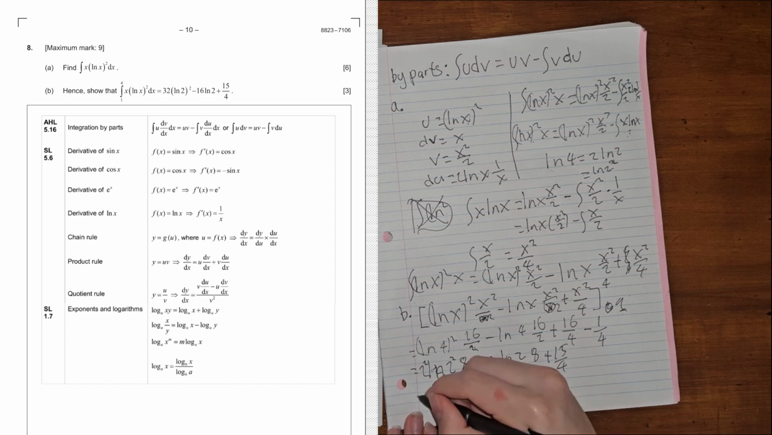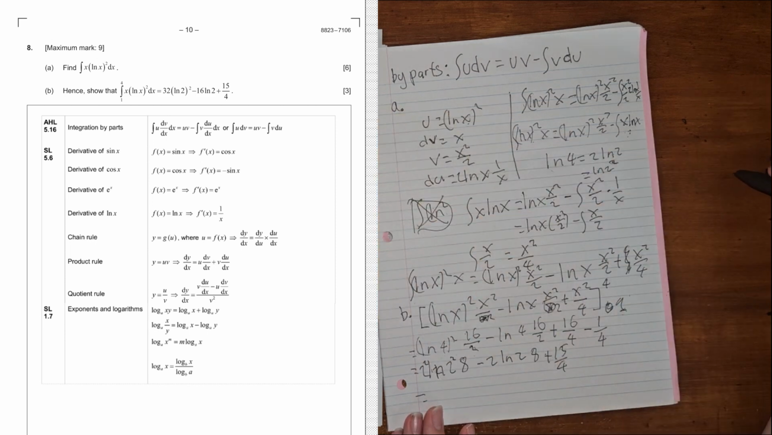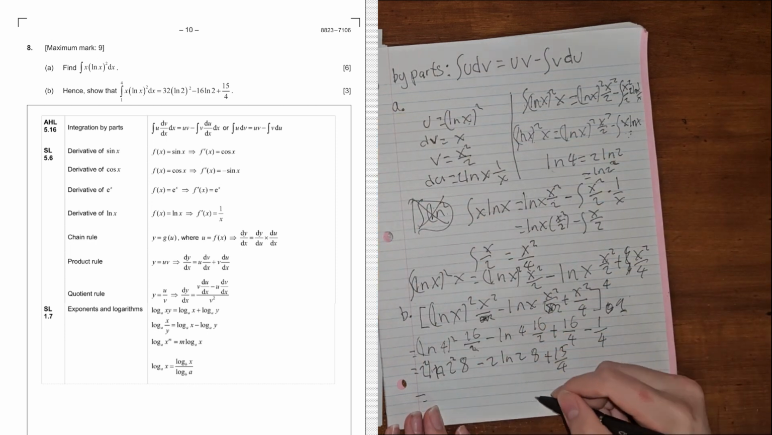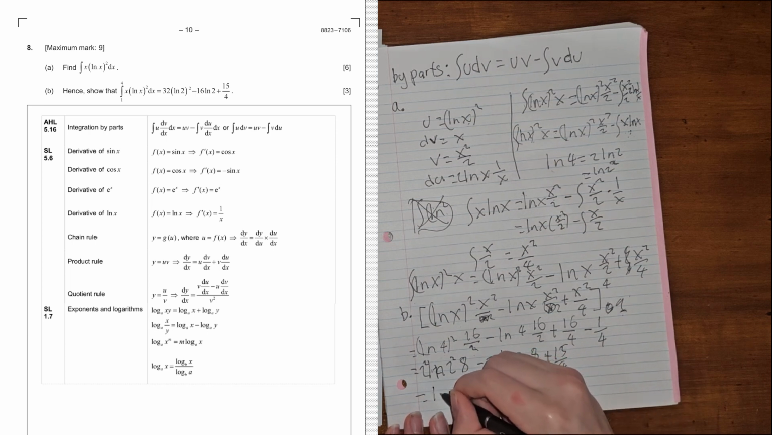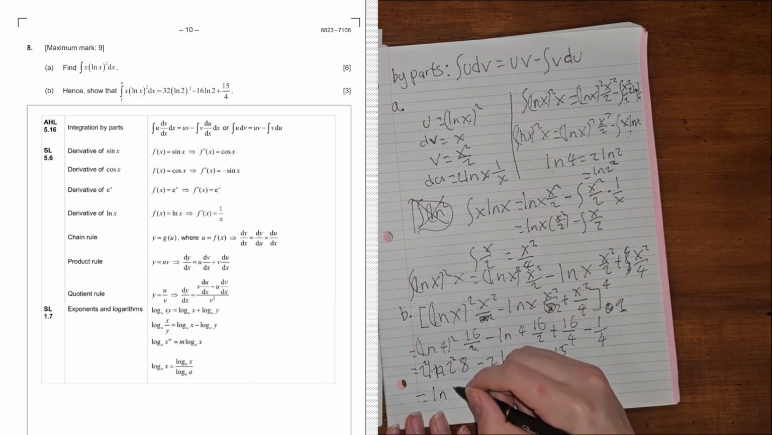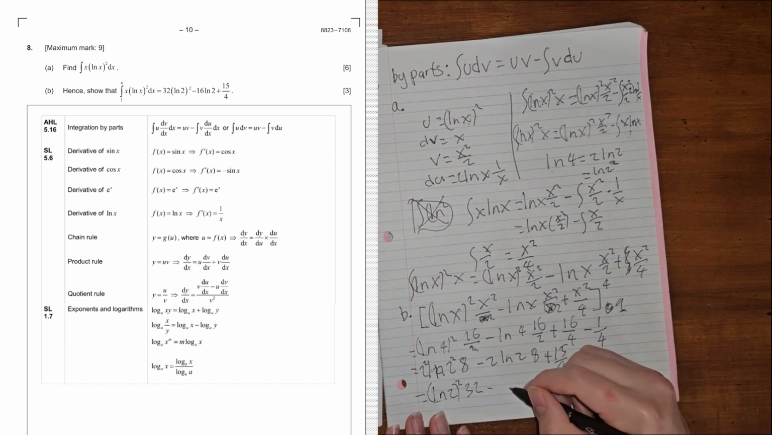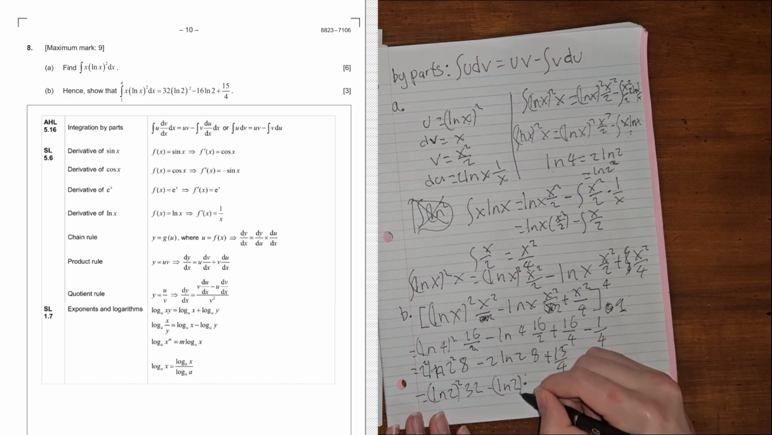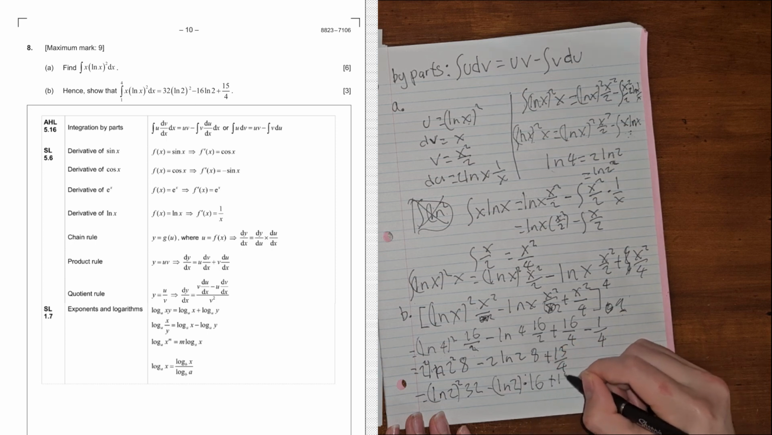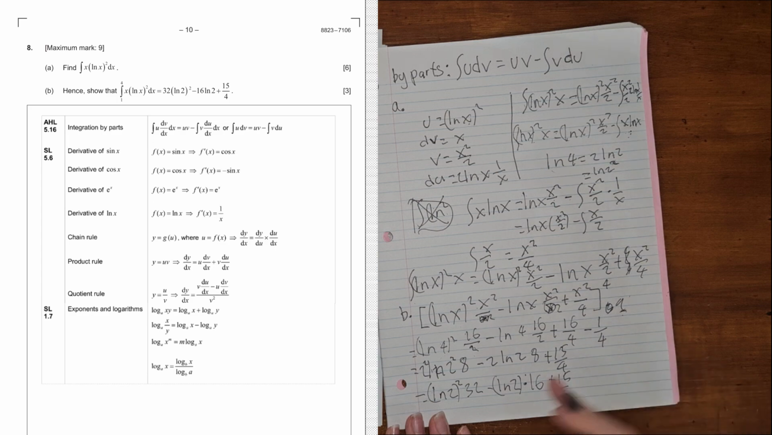And then you're just going to rewrite the final hence, even though you don't actually get marks for that in the mark scheme. But it's still good, just in case you make a small calculation error, you'll be able to figure it out and avoid it. Plus 15 over 4, and that's already given.